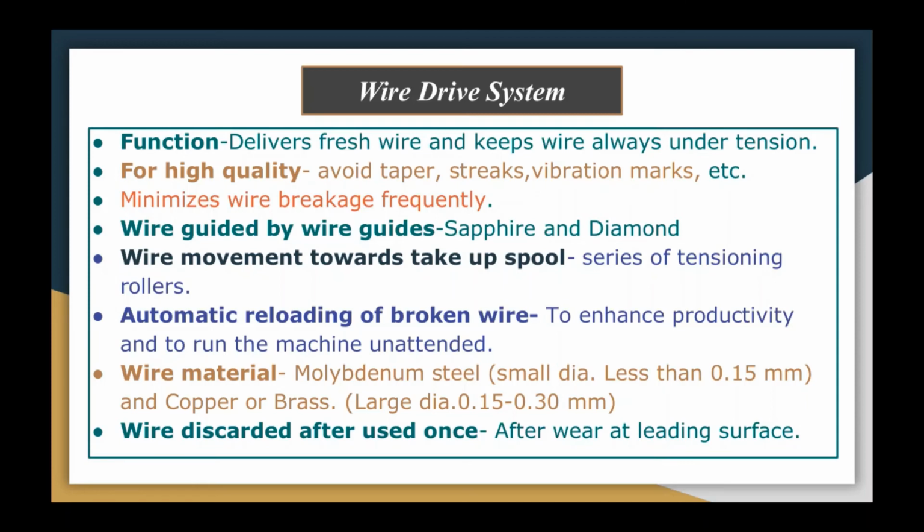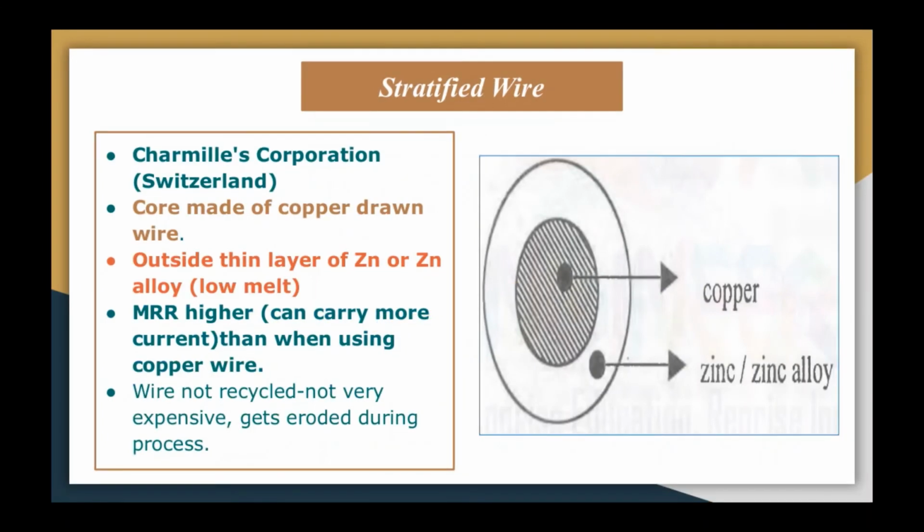There are many advances in this wire EDM process. Today we'll see one concept about this wire EDM, that is a stratified wire. In this stratified wire, the core material is made up of copper and the outer material is made up of zinc or zinc alloy, as I have shown in the diagram.